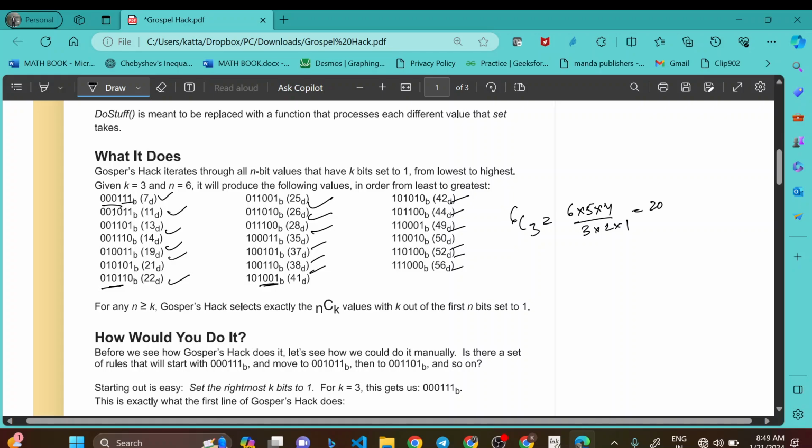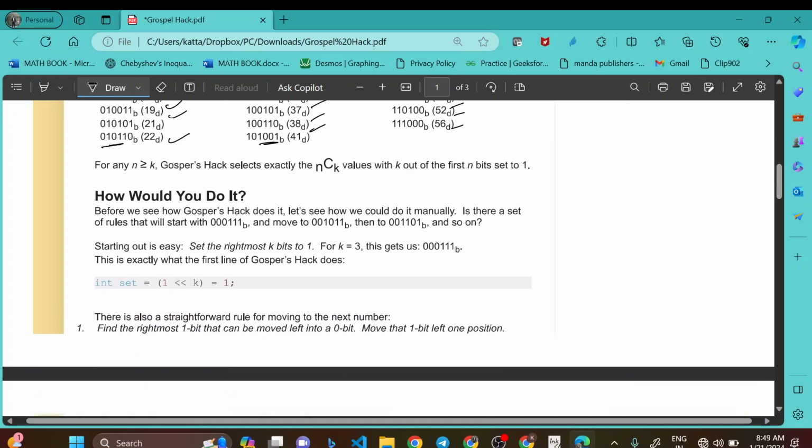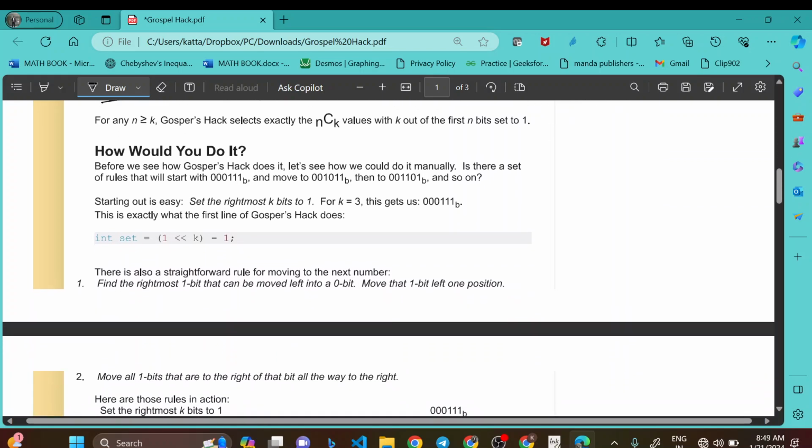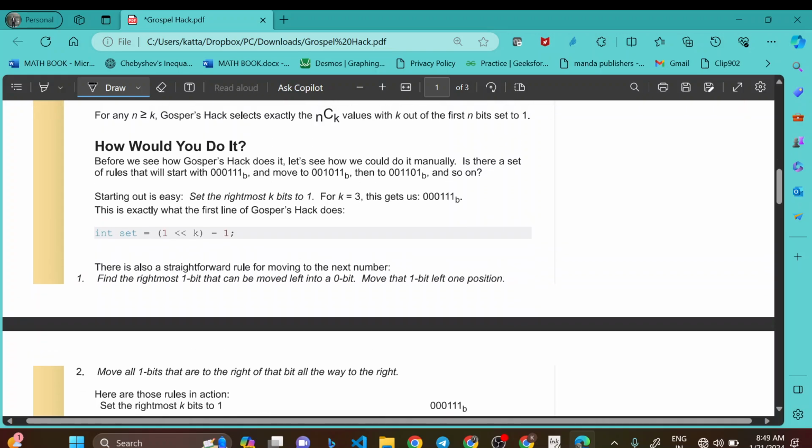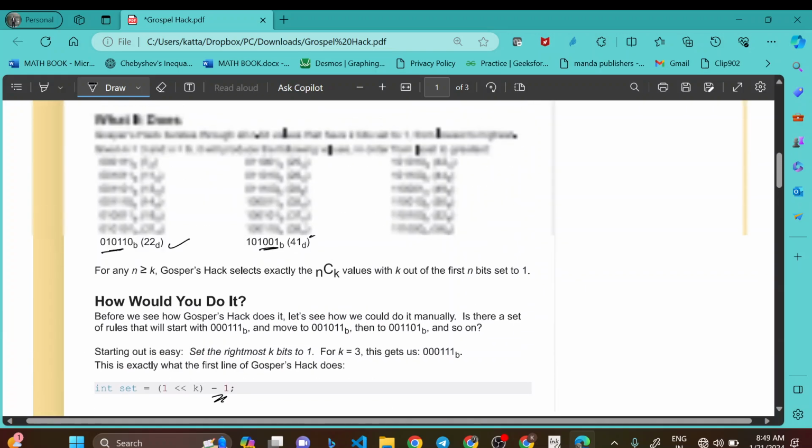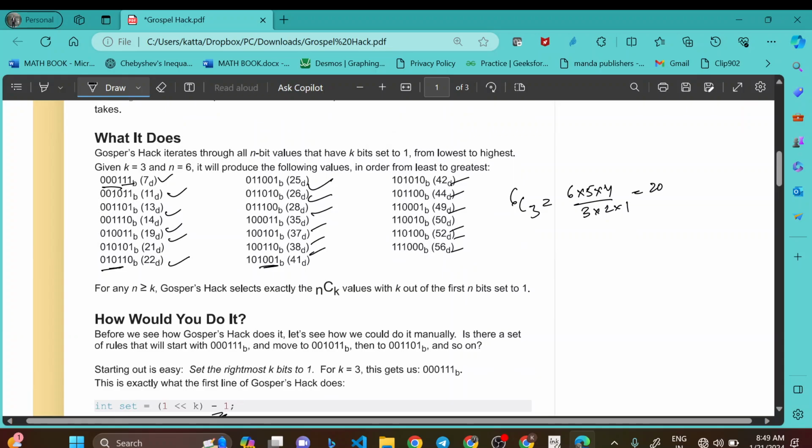So generating them is the Gosper's hack. Okay, that is how you'll be generating. What is the procedure of generating it? So first, this is the initial combination, right? The initial combination is putting three ones. Let us assume in our case we have k equal to 3 and n equal to 6. So putting three ones at the first three places. That is our first combination.